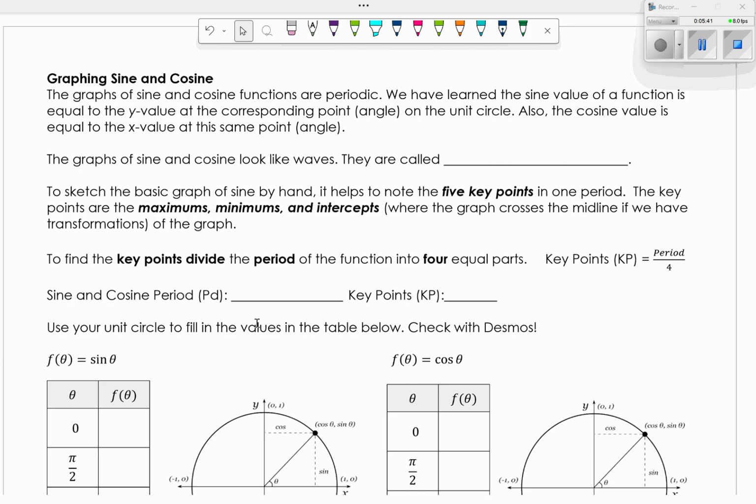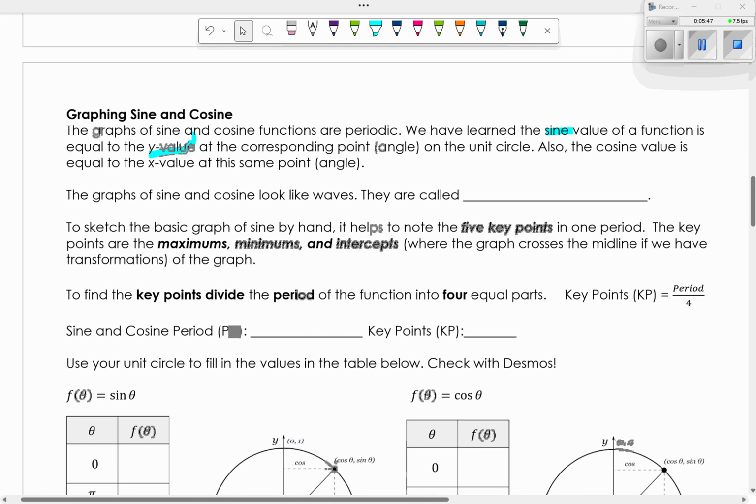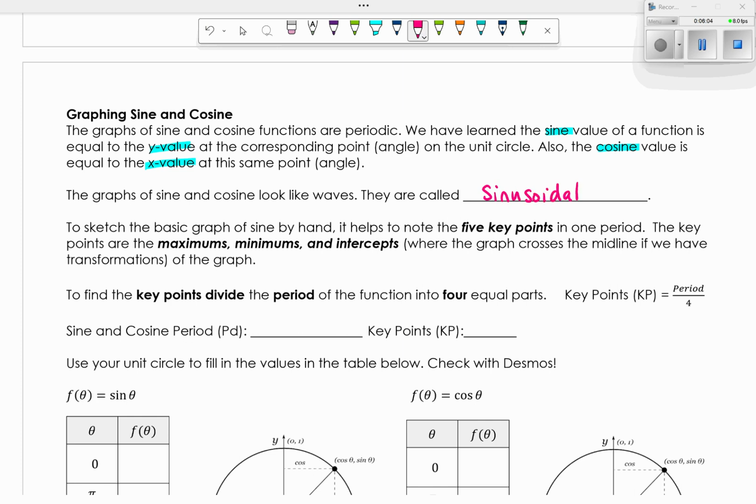We have learned that the sine value of the function is equal to the y value at that corresponding angle point in the unit circle, and the cosine is equal to the x value at the same point on the angle. So these graphs of sine and cosine look like waves, and they're called sinusoidal. It's just a fancy word for trig graph. So if you see the word sinusoidal, it just means trig, sine or cosine.